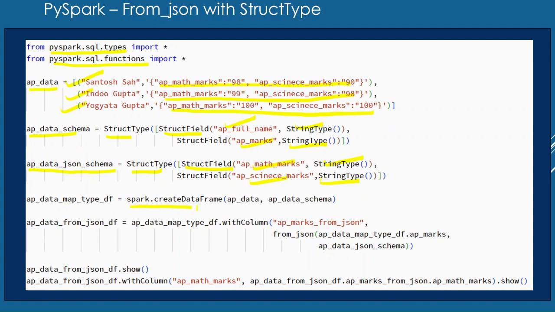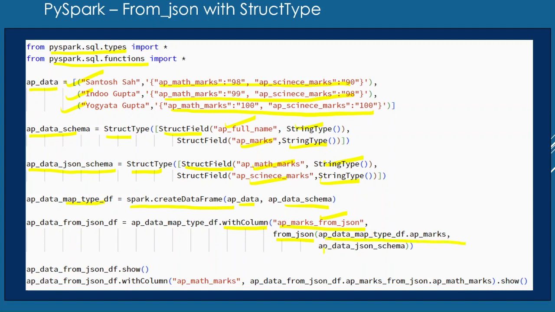With the help of the createDataFrame function, I am passing this list variable and the custom schema to create this data frame. Once the data frame gets created, I am creating a column with the help of the withColumn function. The name of the column is ap_marks_from_json. And how am I going to populate this column? We are going to populate this column with the help of the from_json function, and we are going to get the value from ap_marks.